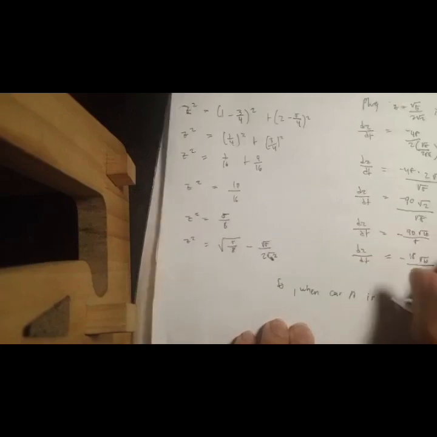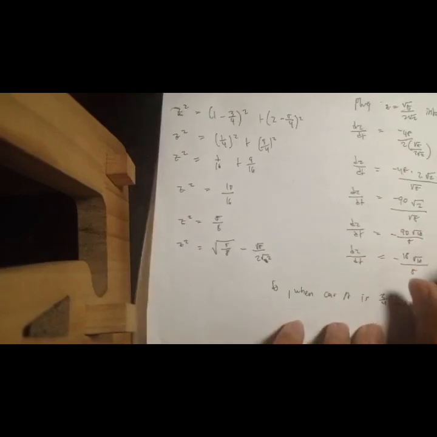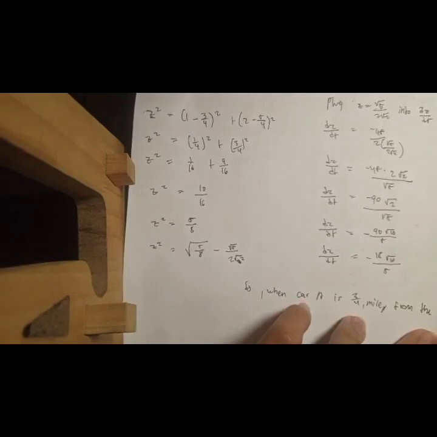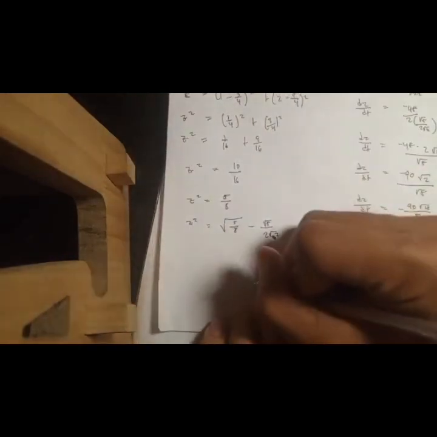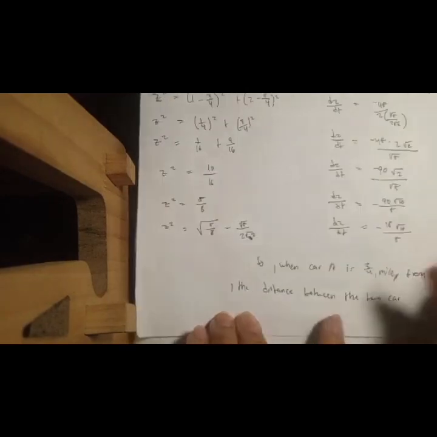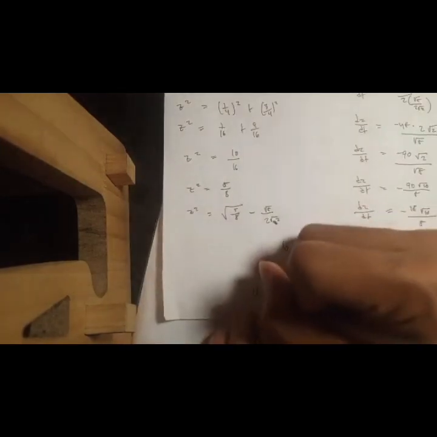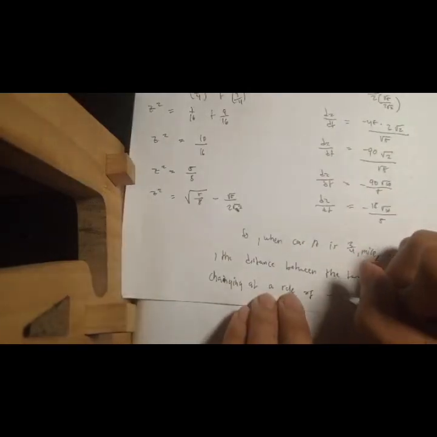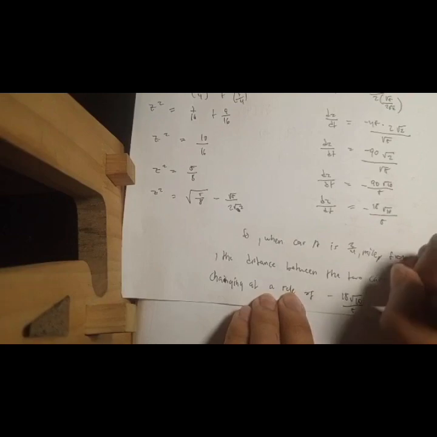So when car A is 3 over 4 mile from the intersection, the distance between the two cars is changing at a rate of negative 18 root 10 mph.